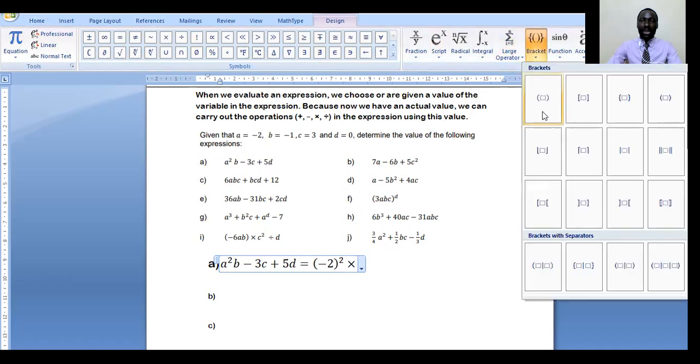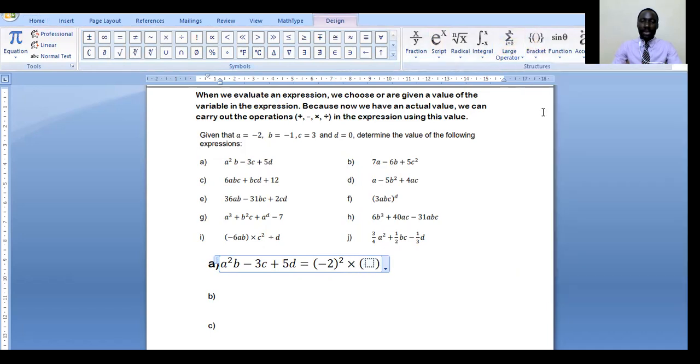And now notice that B is also -1, so we can also put it right inside a bracket. Then we have -3C. Notice that the value of C is 3, so we have -3 times 3. Then plus 5 times D, that is 5 times 0. Now notice that any number times 0 is 0.